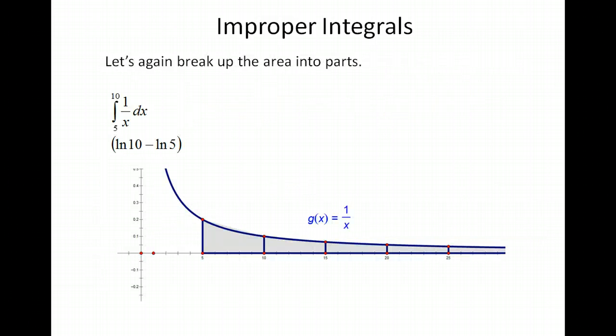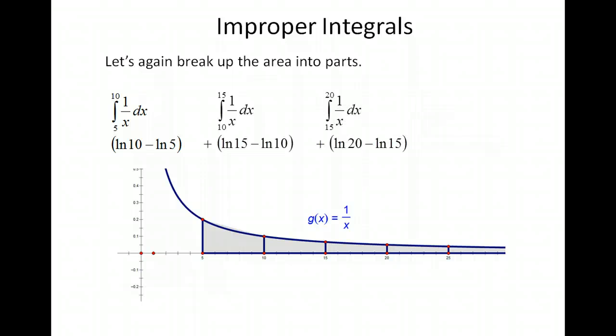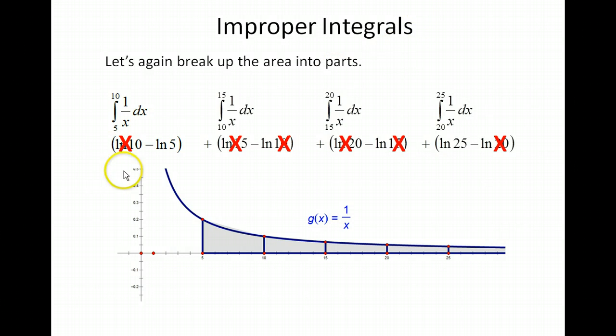Let's do this one more time. Let's again break up the area into parts and see what happens. So we're starting off with the first region here from 5 to 10 of 1 over x. Well, I plug in my two endpoints, I get the natural log of 10 minus the natural log of 5. And I'm going to do that for each of these regions here, from 10 to 15, from 15 to 20, and from 20 to 25. And again, you should start seeing some things that are going to cancel out. For instance, we have the natural log of 10 minus itself, the natural log of 15, and the natural log of 20.